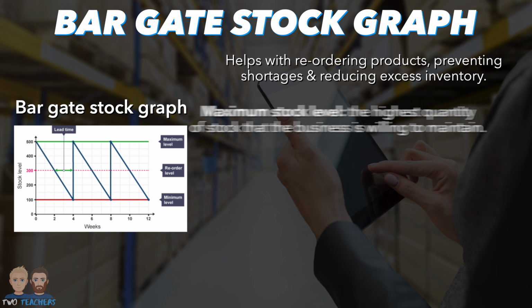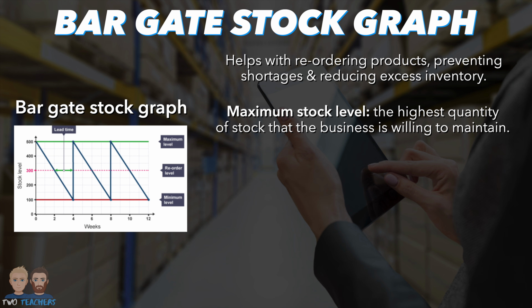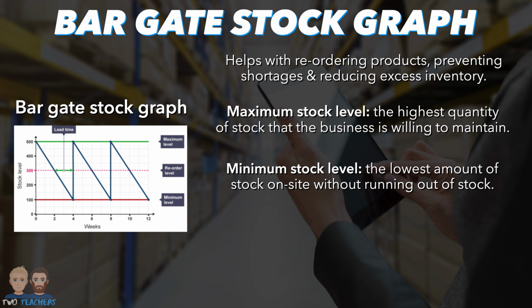These are maximum stock level. This represents the highest quantity of stock that the business is willing to maintain. If we were talking about a car dealership, this would be 500 cars. Minimum stock levels. This is the lowest amount of stock a business can keep on site while still operating effectively and avoiding running out of stock. In our example, the minimum level is 100 units.